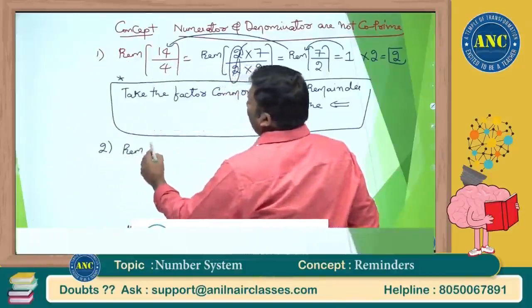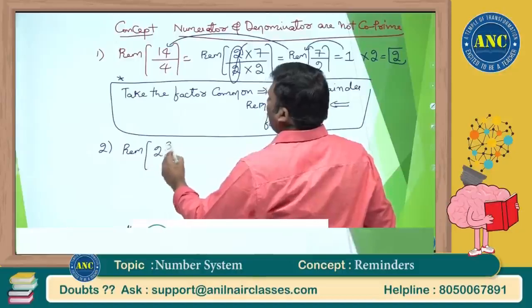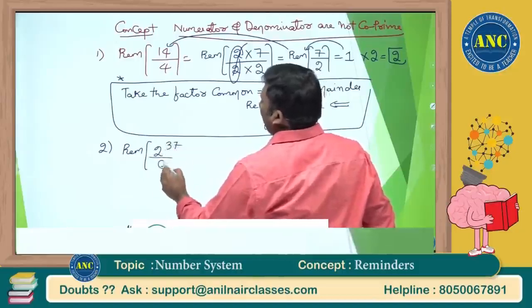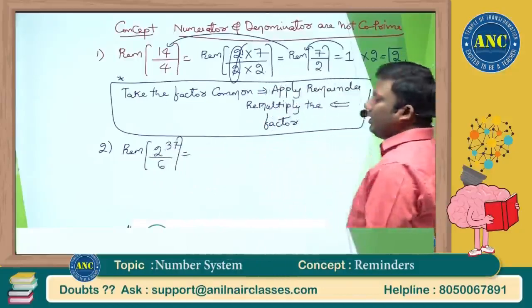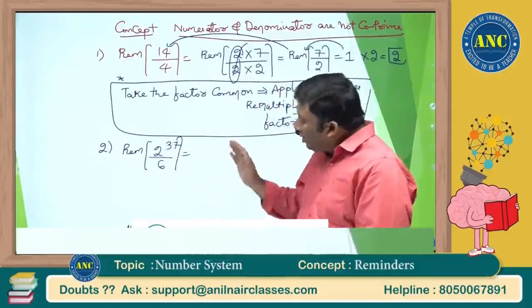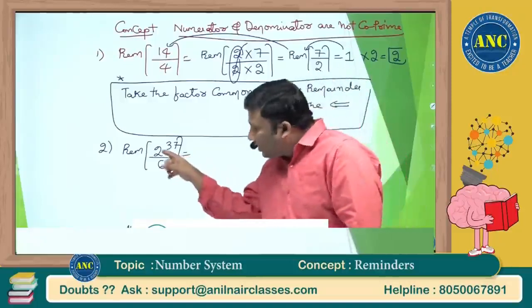We will do 3 to 4 examples so that it will be clear. 2 power 37 divided by 6. Very, very good question. 2 power 37 divided by 6.